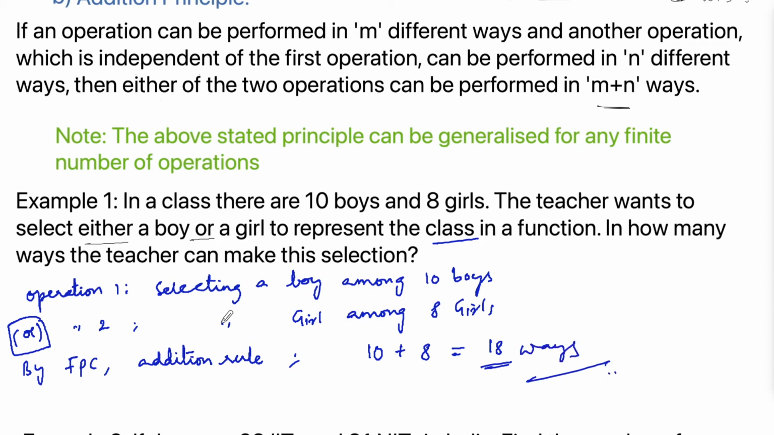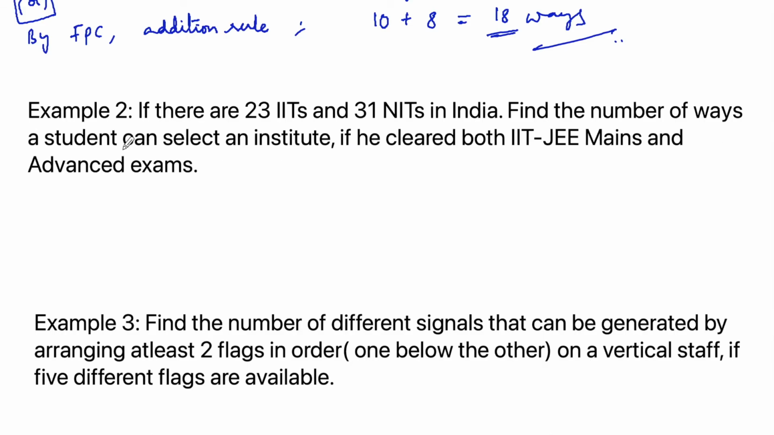Okay, this is how the fundamental principle of counting, the addition principle, can be used. Okay, let's see another example. If there are 23 IITs and 31 NITs in India, find the number of ways a student can select an institute if he cleared both IIT JEE Mains and Advanced exams. So here it is given there are 23 IITs and 31 NITs in India. So a student has cleared both IIT JEE Mains and Advanced examination, and now he has two options.